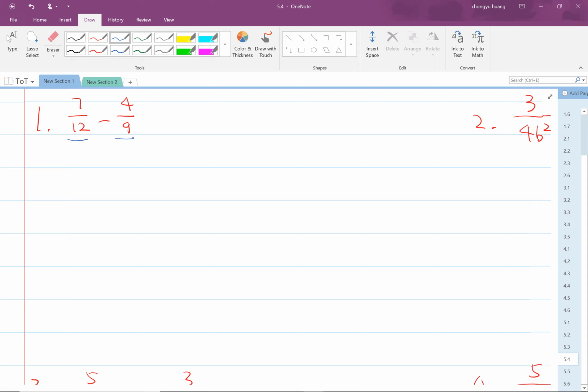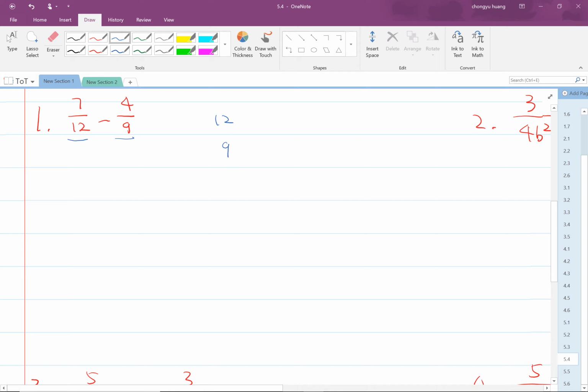I mean the denominators are not the same. So that means we have to find the least common denominator in order to simplify it, right? So we want to have the same denominator. That's what you're thinking. Okay, so first thing you want to have the same denominator if you actually want to subtract it, between 12 and 9, right?